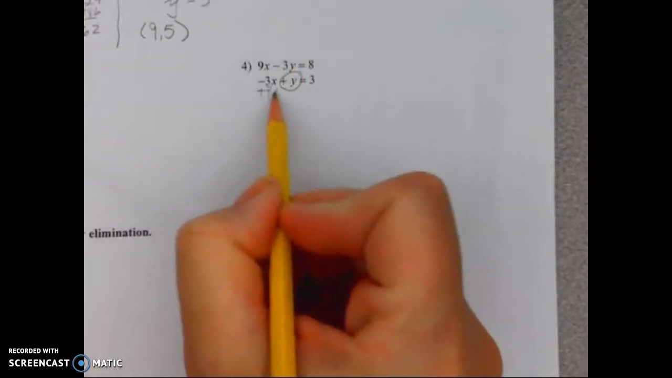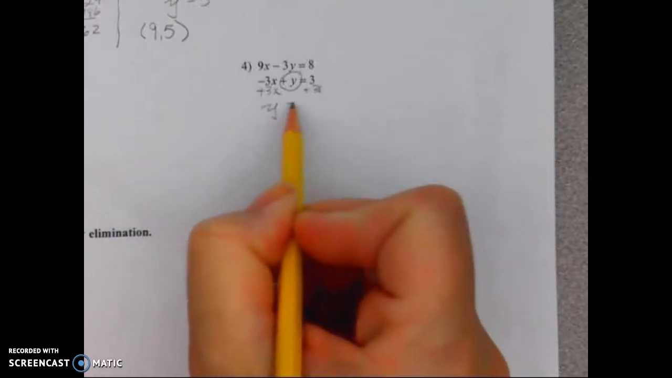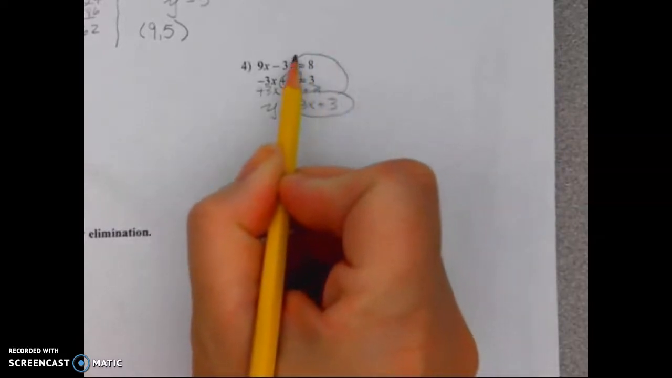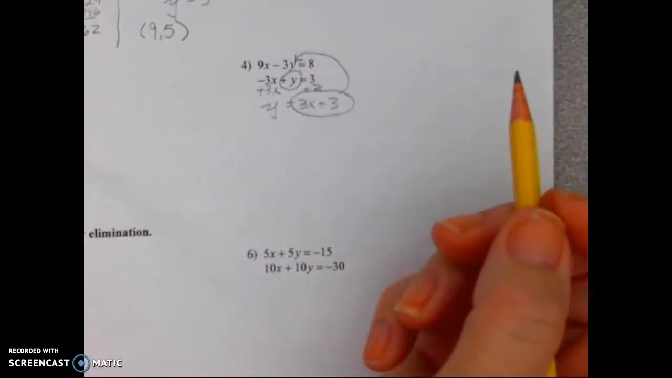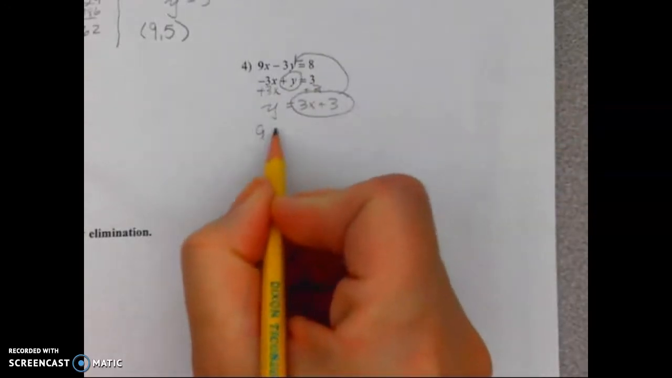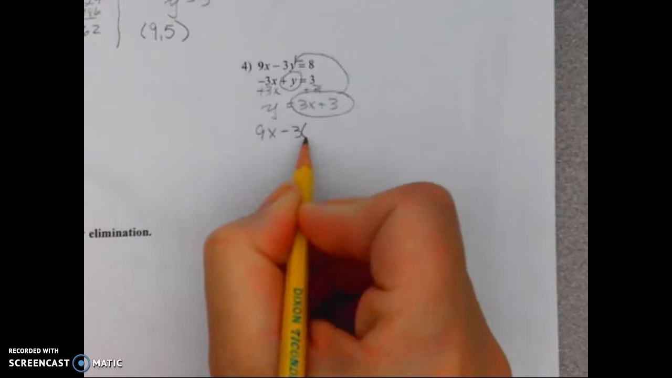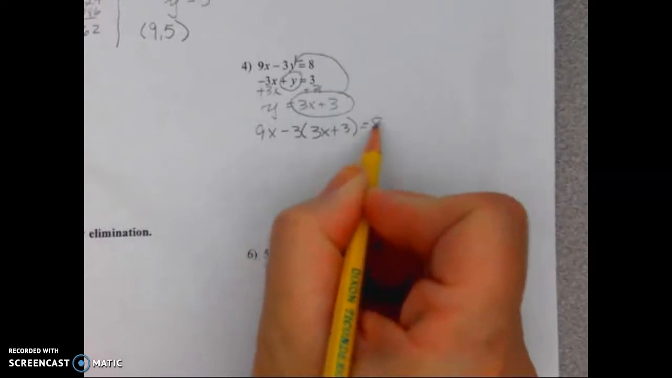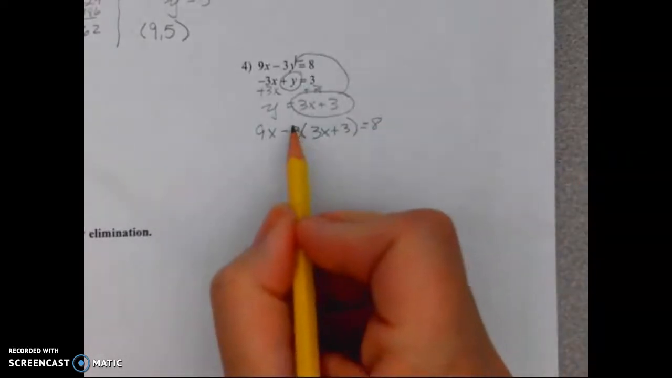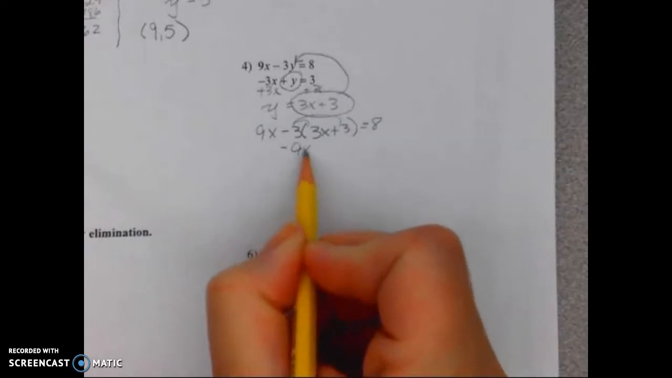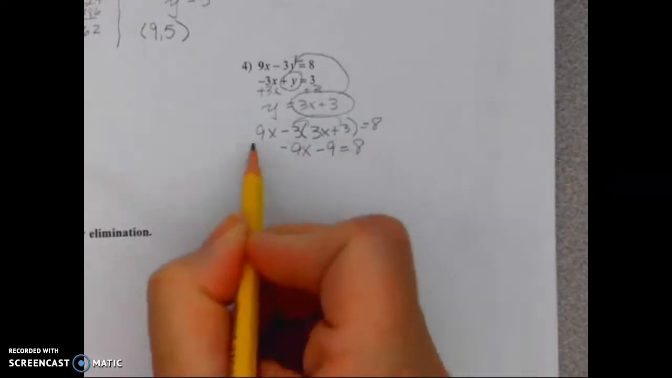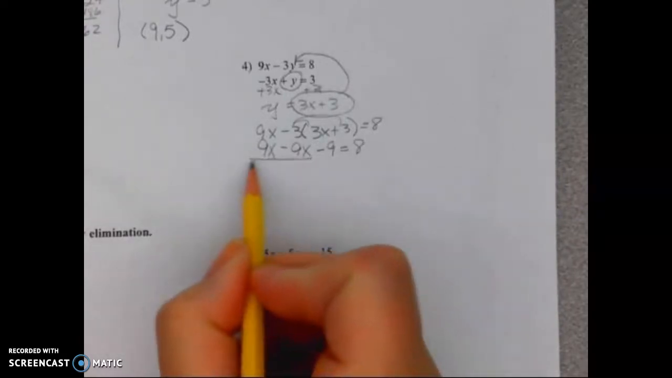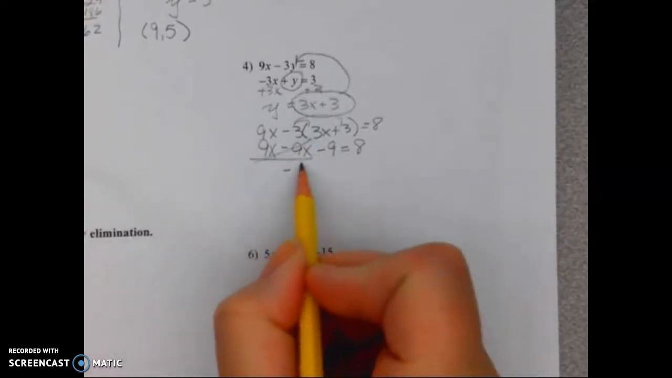I'm going to add 3x to both sides. Take this binomial, substitute it into the other equation. When you do that, you get 9x minus 3. Here's where the replacement happens. You're replacing it with 3x plus 3. Distribute. Uh-oh. Put your like terms together. Oh no, they cancel. I get negative 9 equals 8.